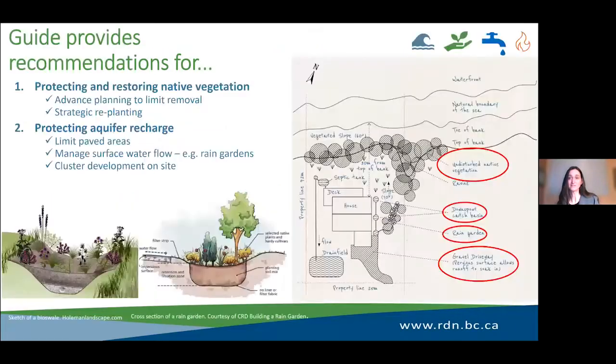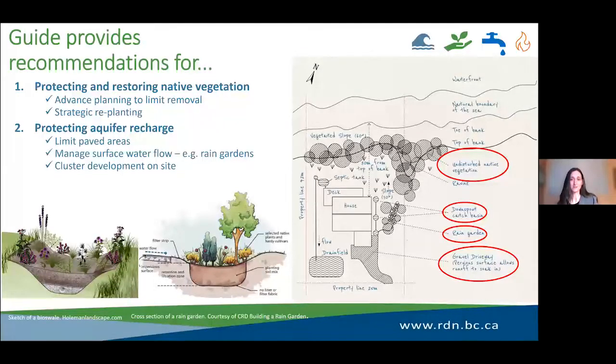I'll briefly touch on some of the examples in the Sustainable Site Planning Guide and how they link to climate. It covers protecting and restoring native vegetation. So planning strategically to limit disturbance and replanting with native species where possible. Retaining this vegetation reduces erosion and landslide risk and improves water infiltration, which reduces need for irrigation and protects our native landscapes. This is all beneficial stuff when it comes to reducing our impact on the natural area and maintaining its ability to protect us from the effects of climate change.